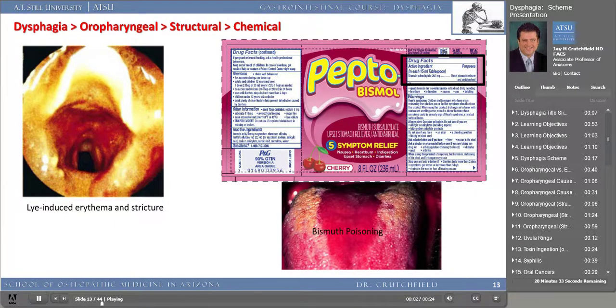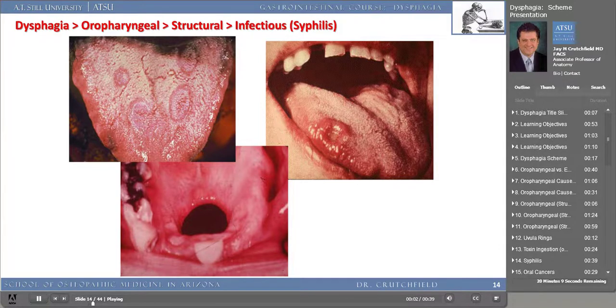Here's some more examples. These are chemical burns to the upper airway and tongue. The picture on the left shows lye-induced erythema and a stricture. You can see the vocal cords just below the vallecula. And on the right, we see someone who has bismuth poisoning. Bismuth is a compound found in Pepto-Bismol, but I don't think that that's why this patient was poisoned with bismuth. It's difficult when you're taking your history and physical exam to ascertain whether the patient is suffering from odynophagia or painful swallowing, or whether they actually have a structural etiology causing difficulty in swallowing, and in this case, syphilis.